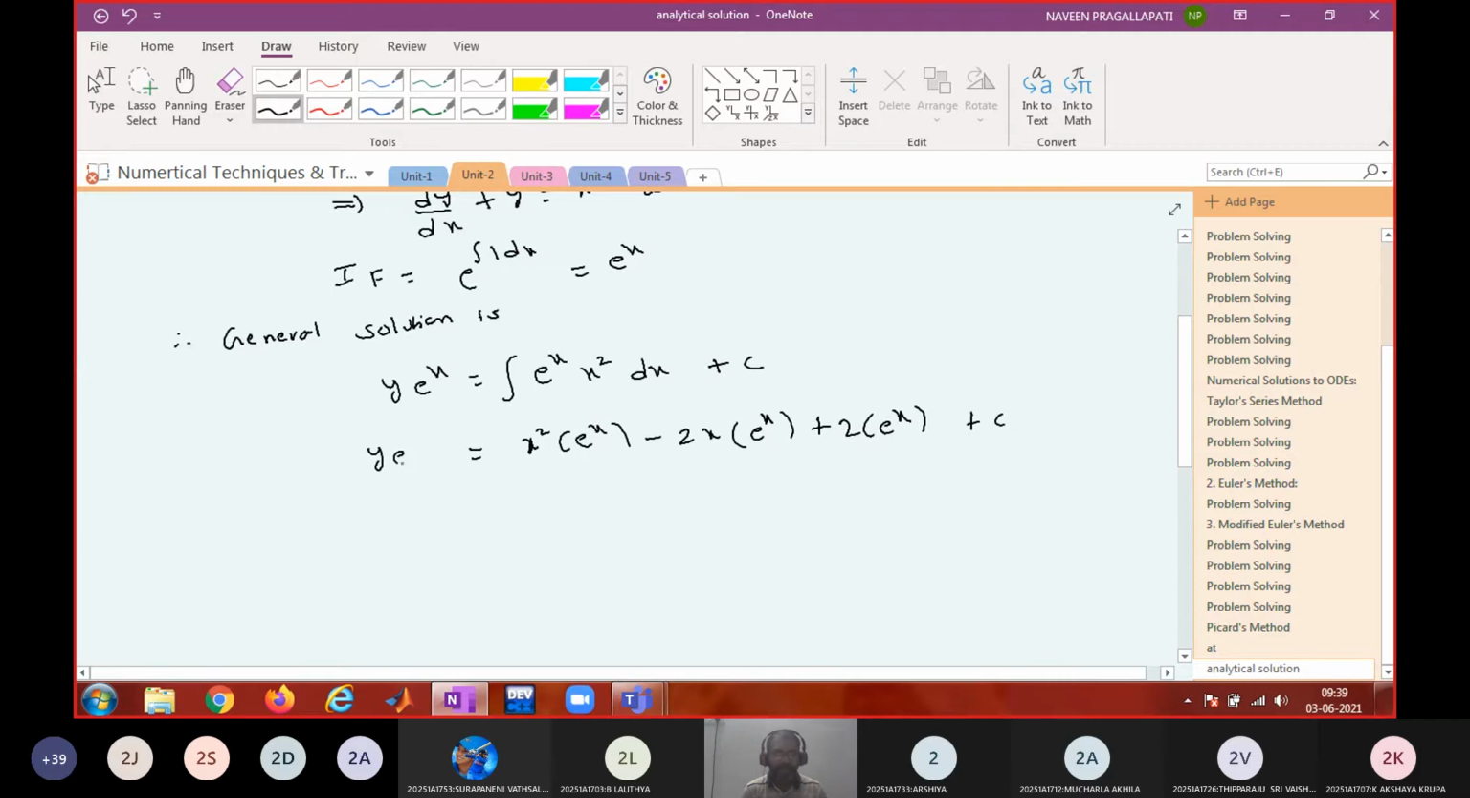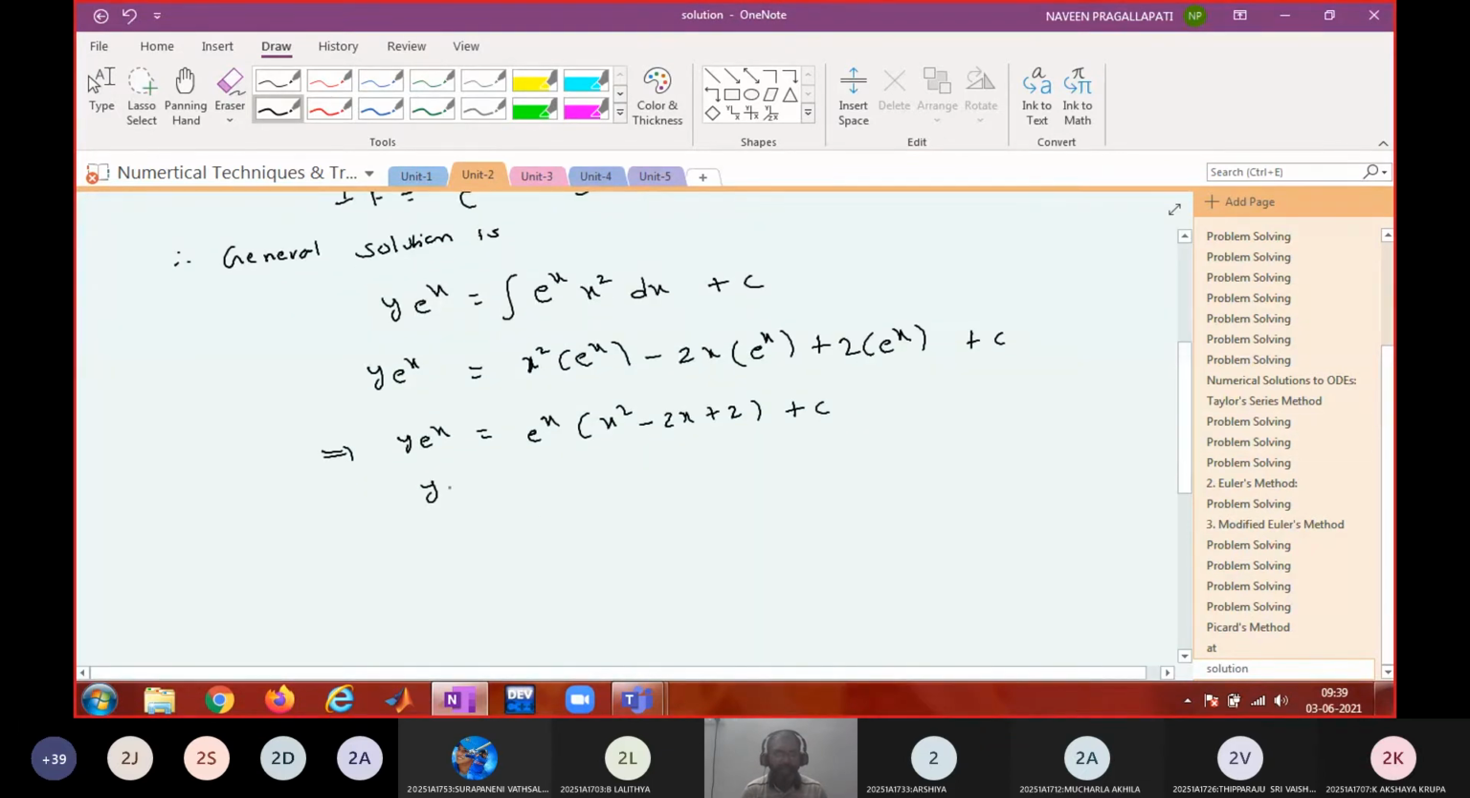Okay, so y e power x equal to, if I take e power x common, x square minus 2x plus 2 plus c. Now you write y equal to x square minus 2x plus 2 plus c e power minus x divided with e power x.